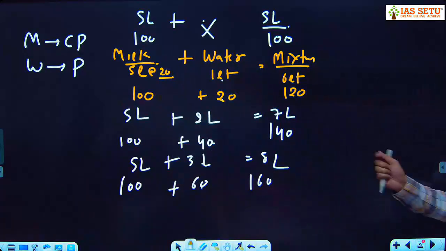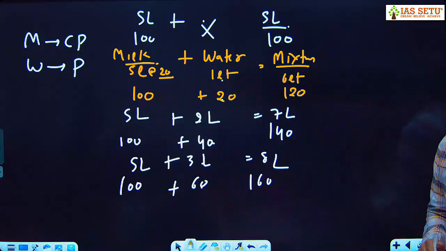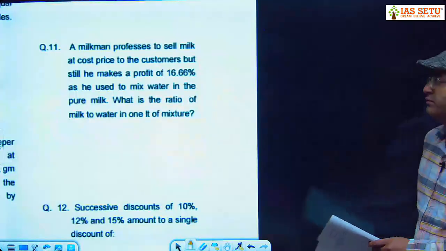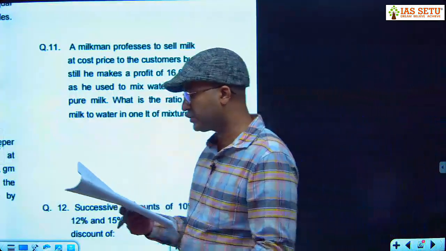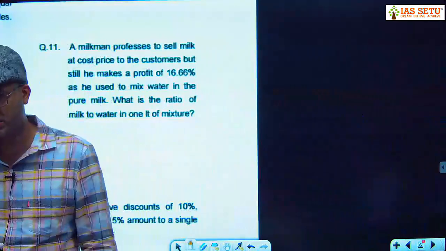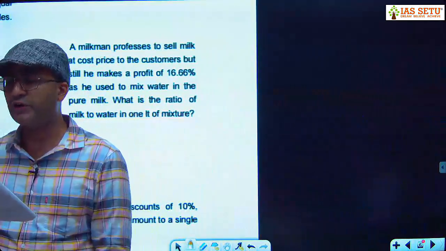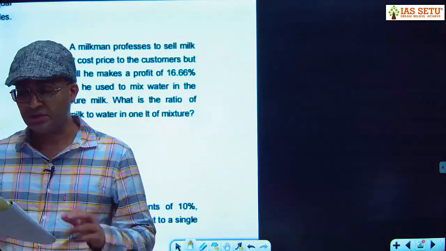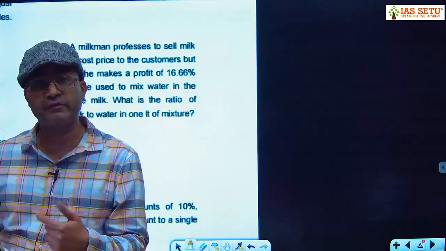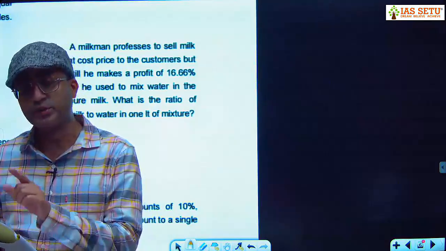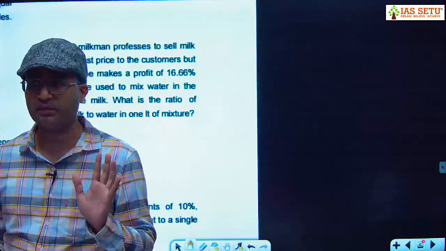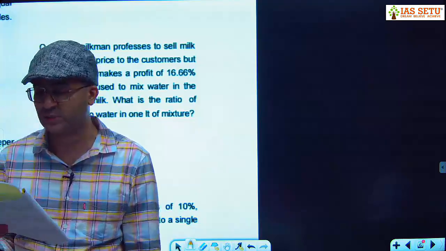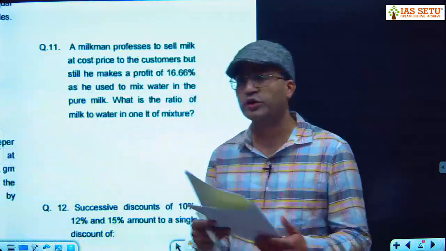And in this type of question we have a shortcut. Within 5 seconds we get an answer. Like question number 11 in our handout. Question number 11: a milkman professes to sell milk at cost price to the customer, but still he makes a profit of 16.66% as he used to mix water in the pure milk. Even like you can see his intention to add water to make profit. यहाँ पे जो profit आ रहा है वो सिर्फ पानी की वजह से आ रहा है. He makes profit because he has added water and he makes profit 16.66%. What is the ratio of milk to water in 1 liter of mixture?